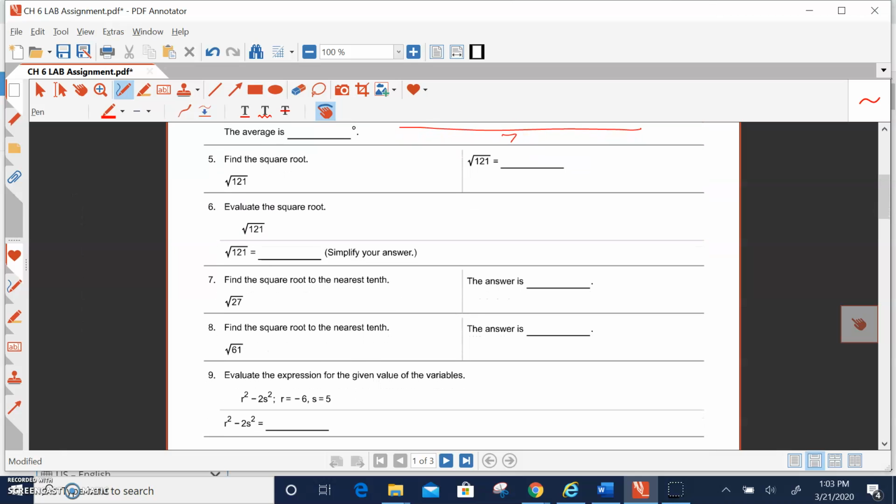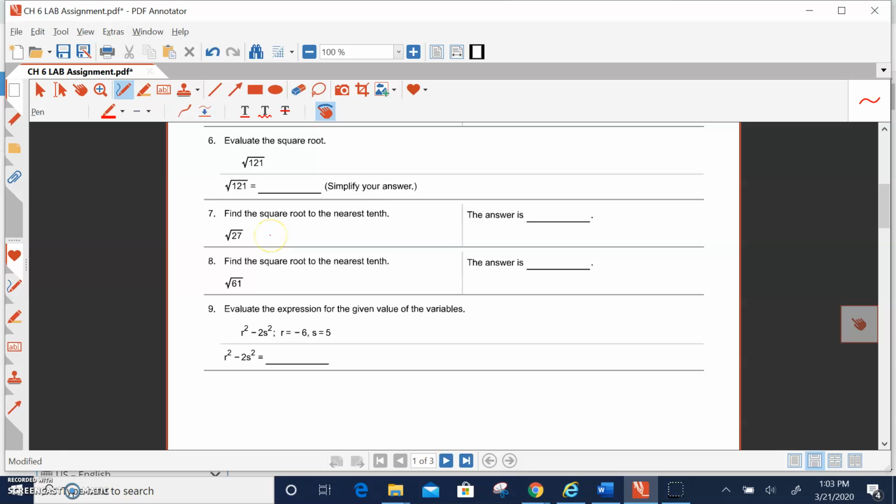The next part is just dealing with square roots, and you're going to use your calculator for that. Sometimes the answer is going to be a whole number, like the square root of 121 is 11. Sometimes the answer will be a decimal, like the square root of 27, and we want to round those to the nearest tenth. So if I did the square root of 27 and rounded that to the nearest tenth, I would end up with 5.196, so I would call that 5.2.